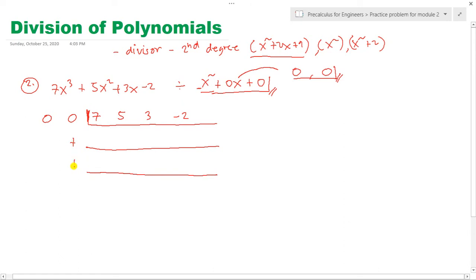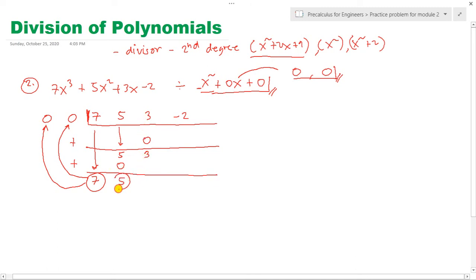Then, operation is addition. Again, una mong gagawin, bring down mo si 7. So, bring down mo si 7. At tsaka, i-bring down mo si 5. So, yung first 2 pala, yun yung pang bring down mo. Then, itong gagawin mo, again, 7 i-multiply sa first, lagay mo dito yung answer. 7 times 0 is 0. Then 7 times the second one is 0. Lagay mo dito sa first palapag, which is 0. Then i-add mo. 5 plus 0 is 5. 3 plus 0 is 3.